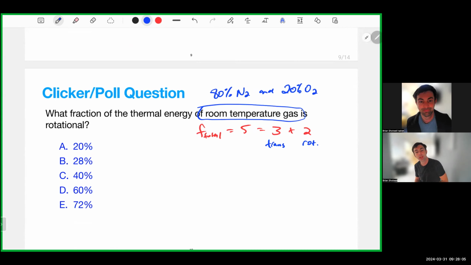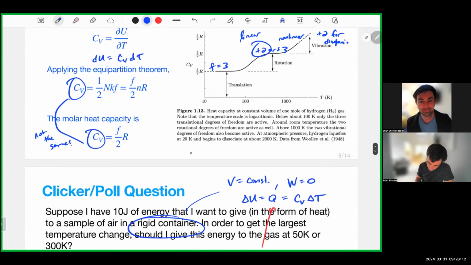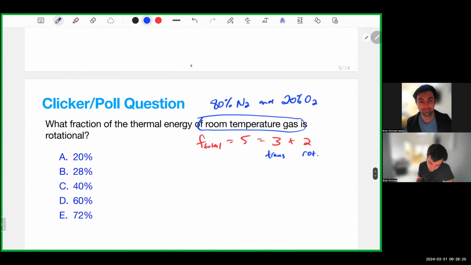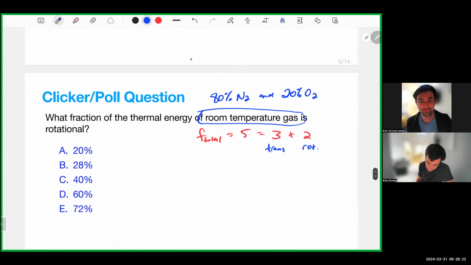So if we assume that at room temperature, all of the rotational modes are excited, remember that this graph said that there was a ramp up region, right? But suppose we're not in that region. We're in this region where all of the molecules are rotating. Then the number of degrees of freedom for all of the gas molecules is 5. So it looks like 60% of the energy is translational and 40% is rotational.